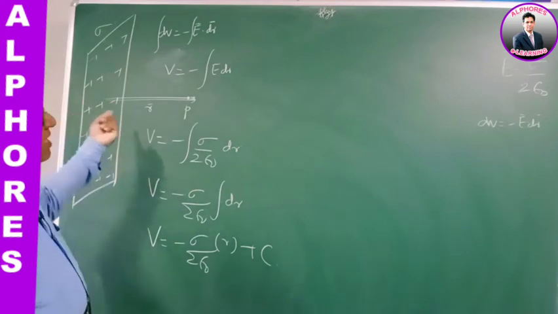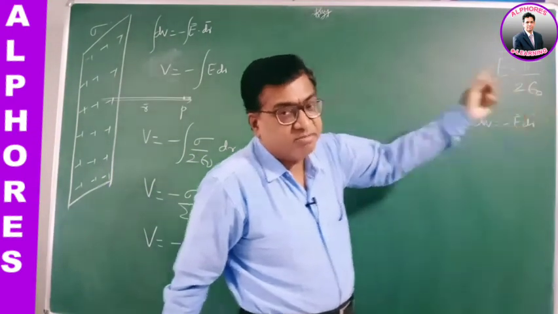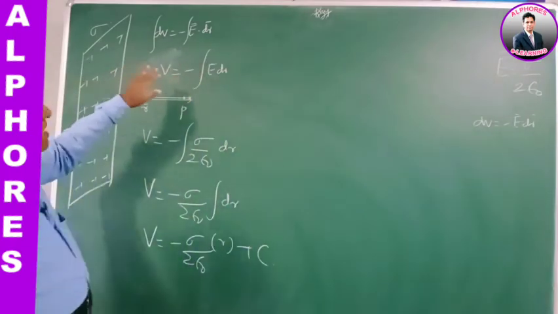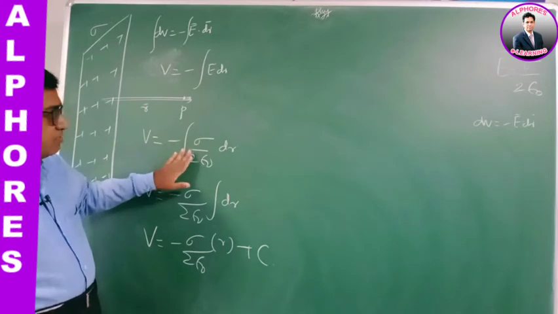Had it been a conducting sheet, then the electric field would have been sigma by epsilon instead of sigma by 2 epsilon. So here, instead of sigma by 2 epsilon, I should substitute sigma by epsilon.